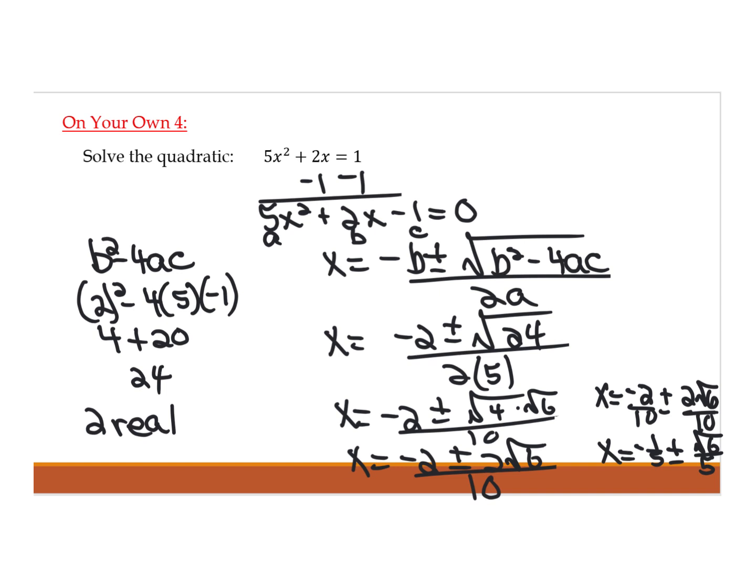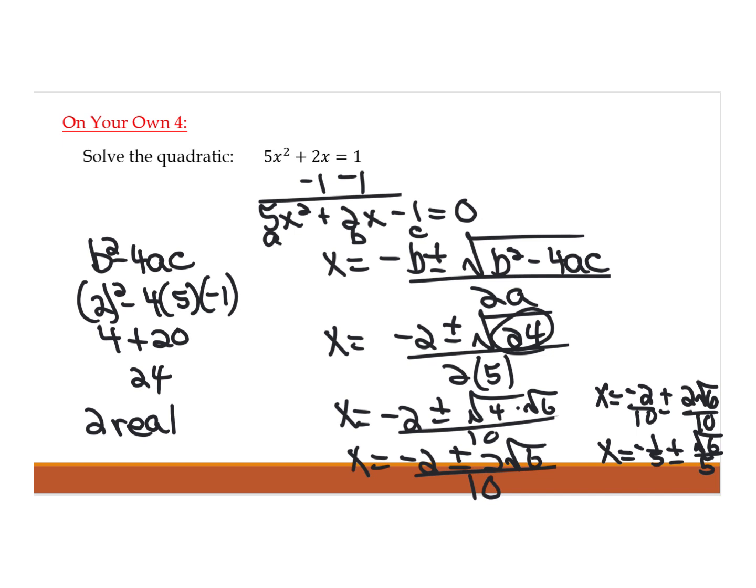So I plug into the quadratic formula, and I would have negative 2 plus or minus the square root of 24 over 2 times 5. I break 24 down as the square root of 4 times the square root of 6. Simplify, I get negative 2 plus or minus 2 times the square root of 6 over 10. Divide each part of the numerator by 10, and this simplifies to be x equal negative 1 over 5 plus or minus the square root of 6 over 5.